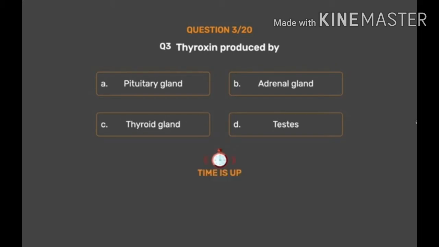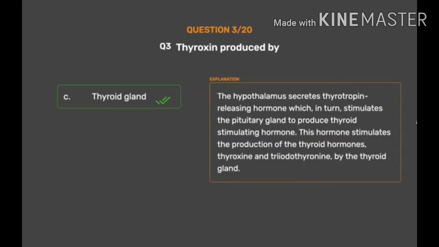The correct answer is option C, thyroid gland. The hypothalamus secretes thyrotropin-releasing hormone which, in turn, stimulates the pituitary gland to produce thyroid-stimulating hormone. This hormone stimulates the production of the thyroid hormones, thyroxine and triiodothyronine, by the thyroid gland.